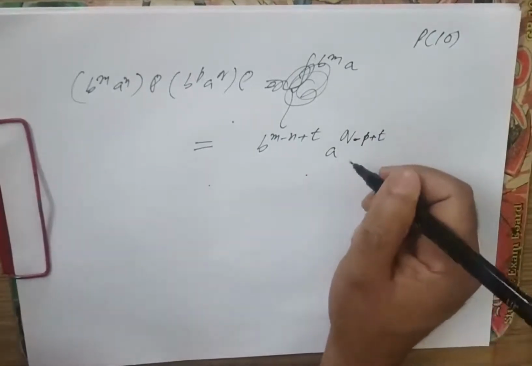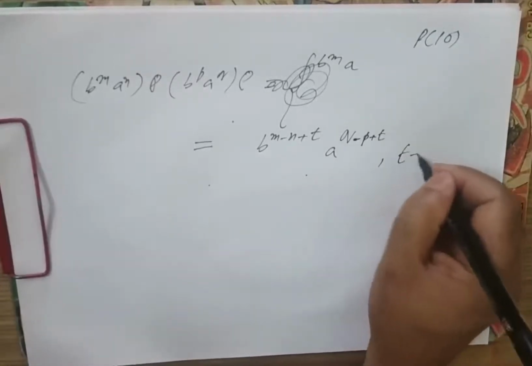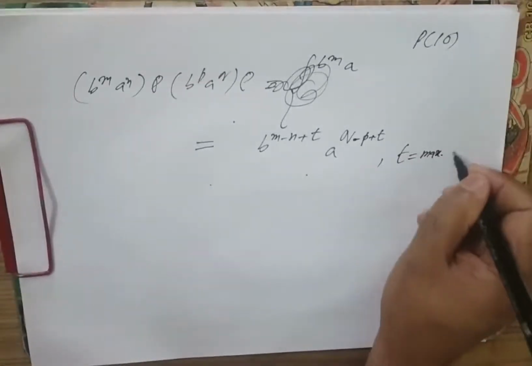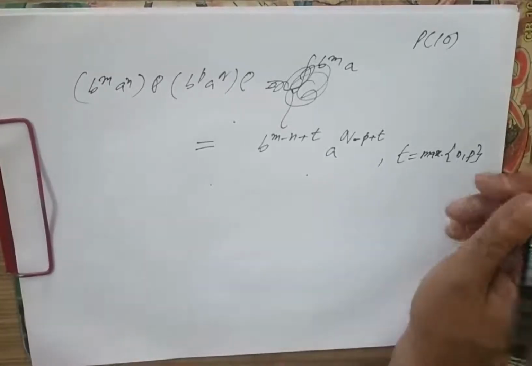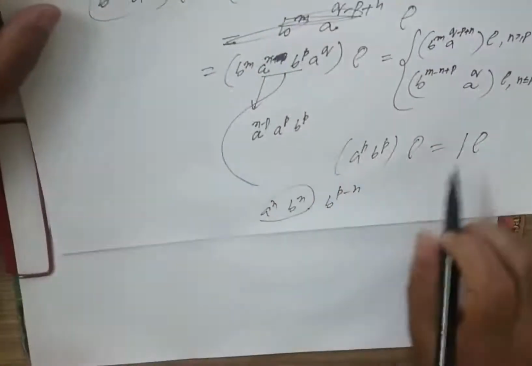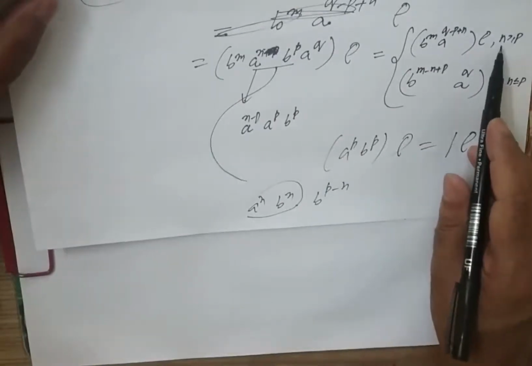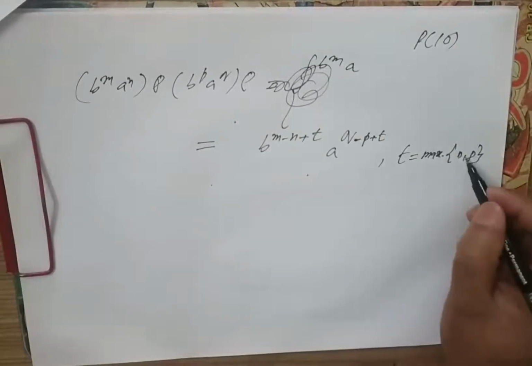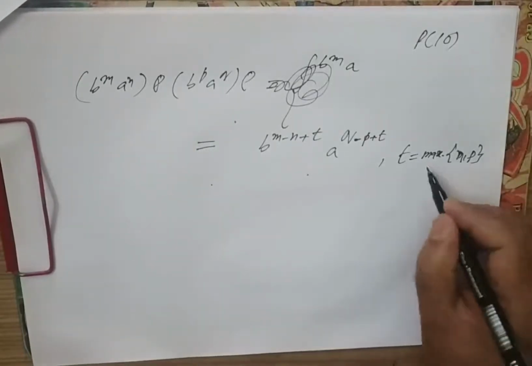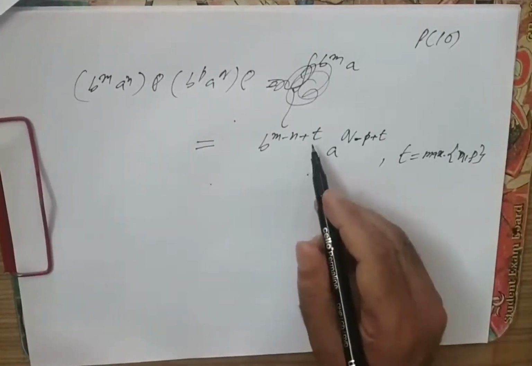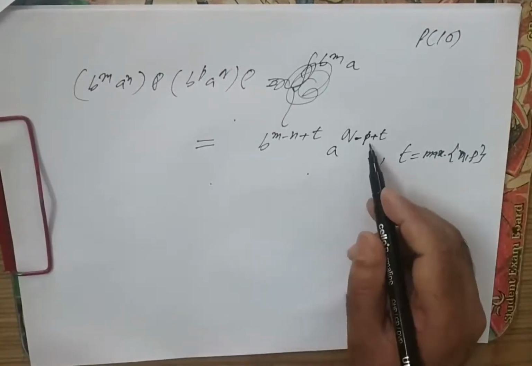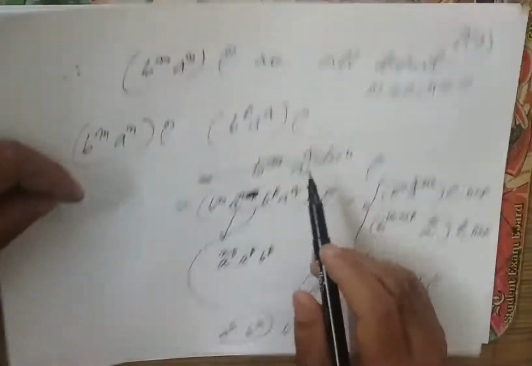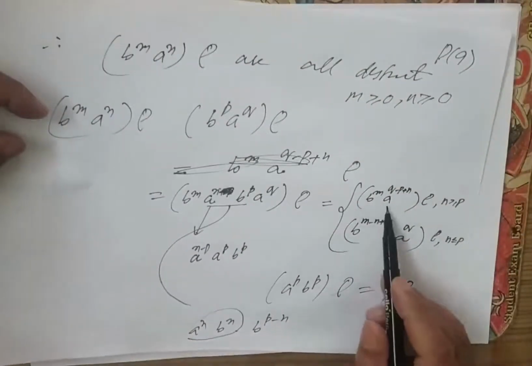What's this t? This t actually depends on n and p, it's equal to the maximum of n and p. So you can see it here. If n is greater or equal to p, then n is the maximum, so t will be n. If t is n, it is b power m into a power q minus p plus n. That's this: b power m, a power q minus p plus n.